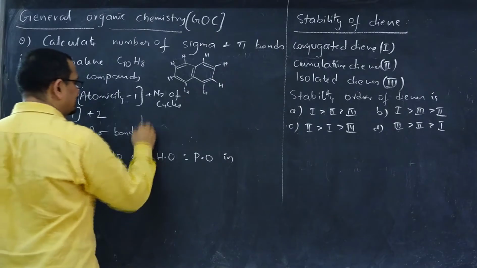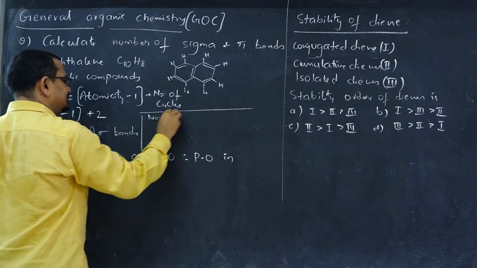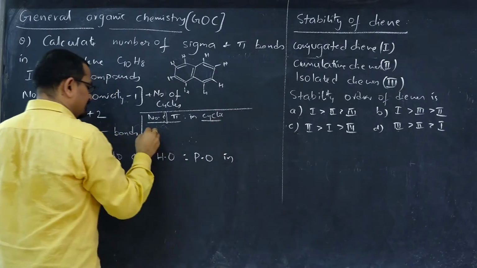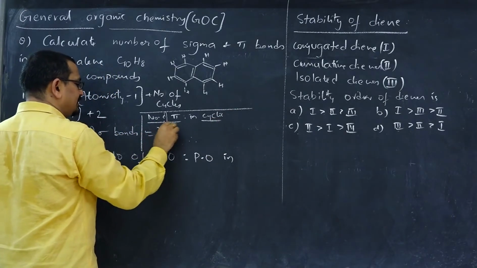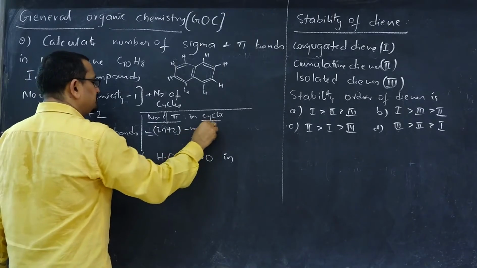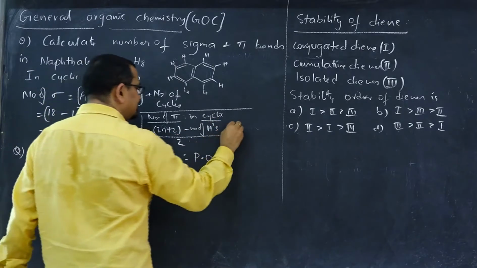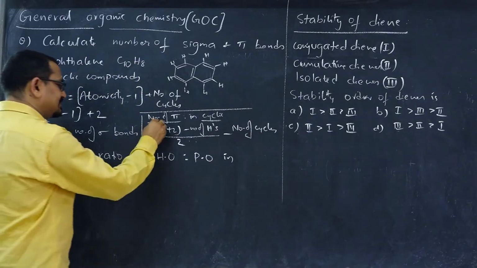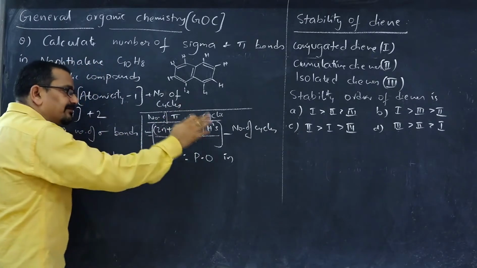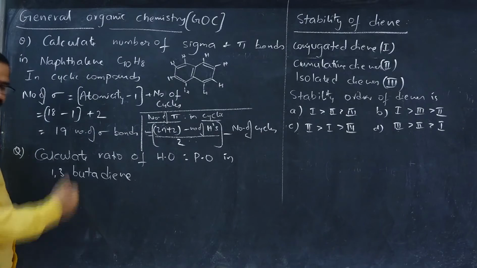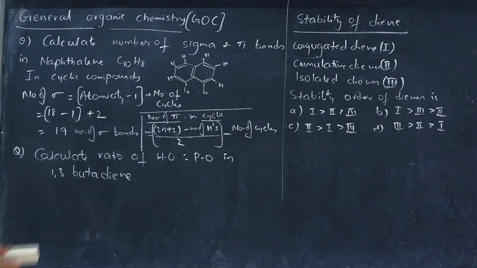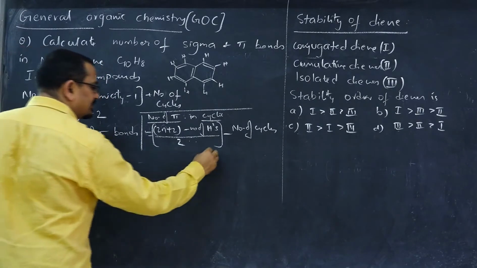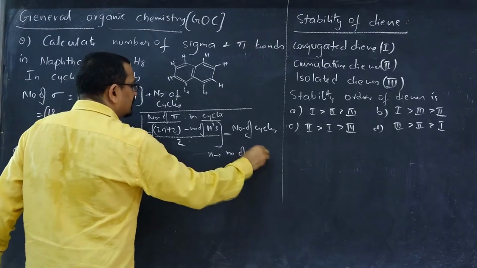Next, when it comes to the number of pi bonds in cyclic compounds, it can be calculated as (2n plus 2 minus number of hydrogens in the given formula) by 2 minus number of cycles. Here n stands for the number of carbons in the given formula.